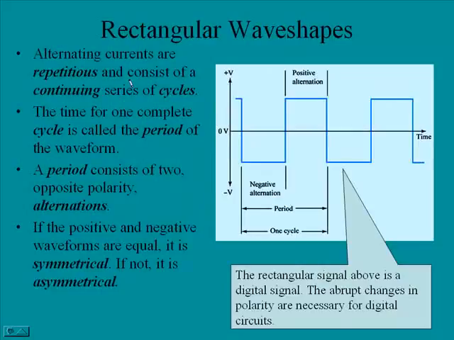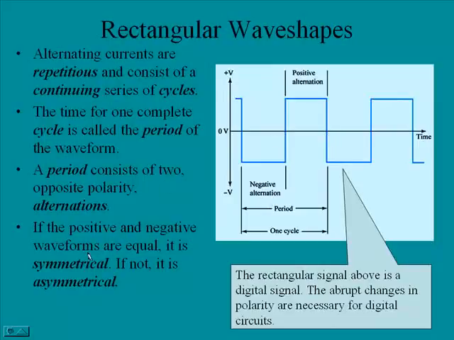Alternating currents are repetitious and consist of a continuous series of cycles. And here we have an example, a continuous series of cycles. The time for one complete cycle is called the period of the waveform. And so here we have one complete cycle, and that is referred to as a period. A period consists of two opposite polarity alternations. So here we have one going negative, one going positive, and that makes up one complete period.